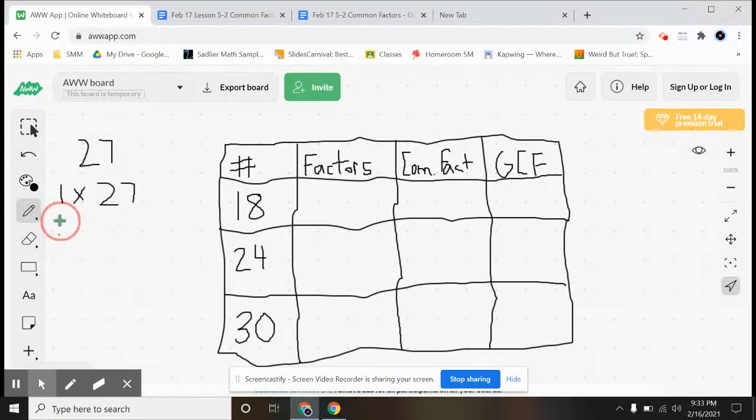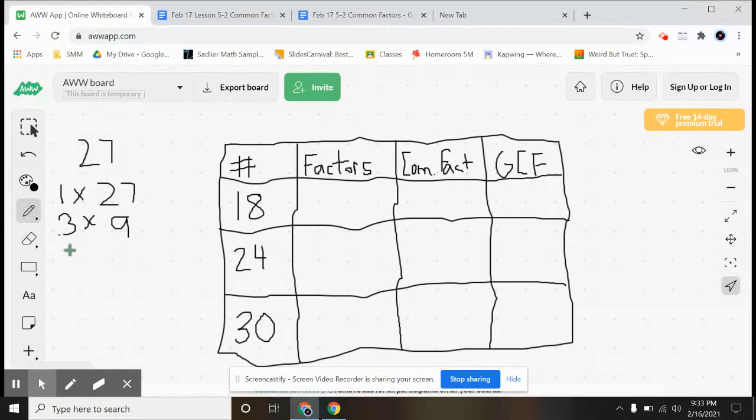What about 3? Is 3 times anything 27? Yeah. You know your multiplication facts, so you should be telling yourself 3 times 9 is 27. What about 4? Is 4 times anything 27? No. I know that 4 times 7 is 28, but I'm not looking for 28. I'm looking for 27. What about 5? Is 5 times anything 27? No. What about 6? Is 6 times anything 27? No.